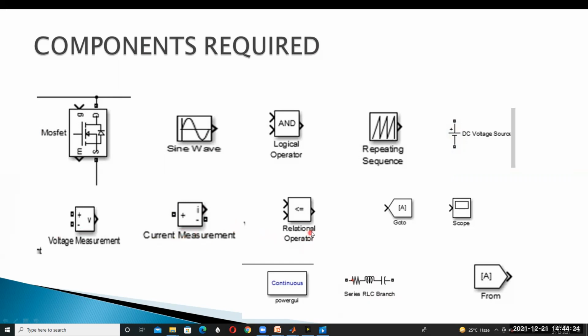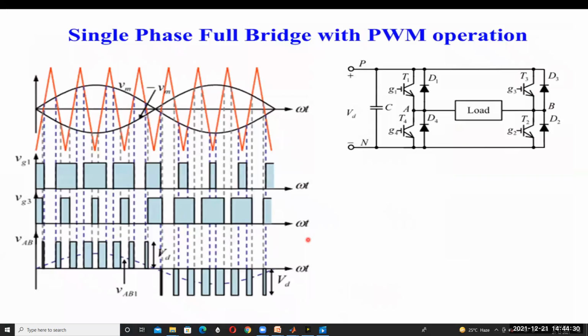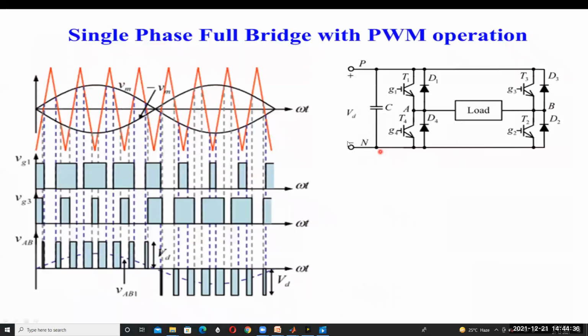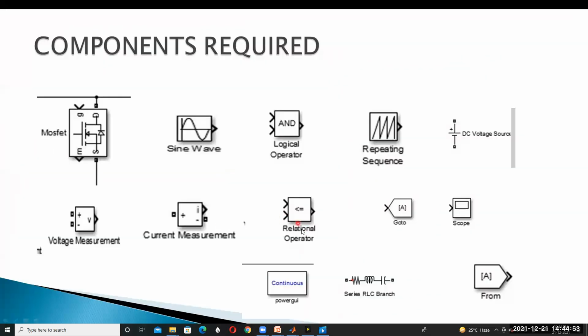And this is called a relational operator. A relational operator works just like a comparator. It compares two input signals, the sine signal and this triangular signal, and then we generate triggering pulses. Like this, we have to give the triggering pulses to the thyristors. This type of triggering pulses can be generated by comparing the two signals.